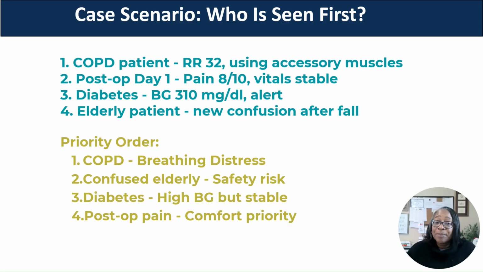Then the third step would be physiologic. That would be patient number three, the one with the high blood sugar. They have a high blood sugar, but they're stable. And then the fourth step would be comfort, and that would be patient two. The person has pain, but they're stable. So that's who would be seen.